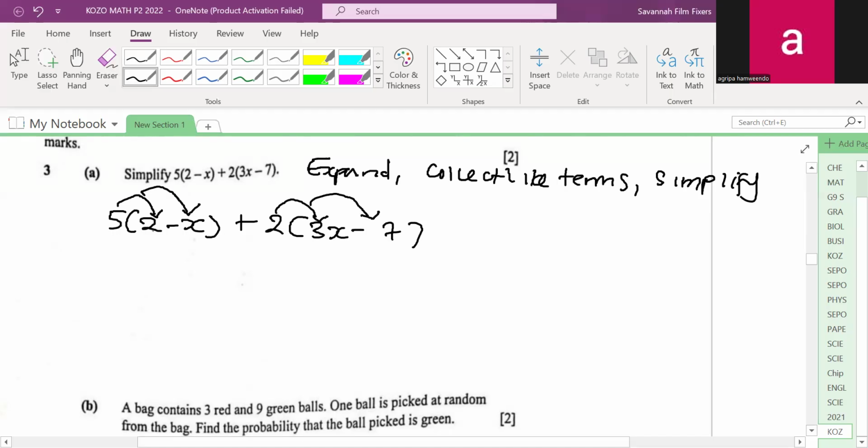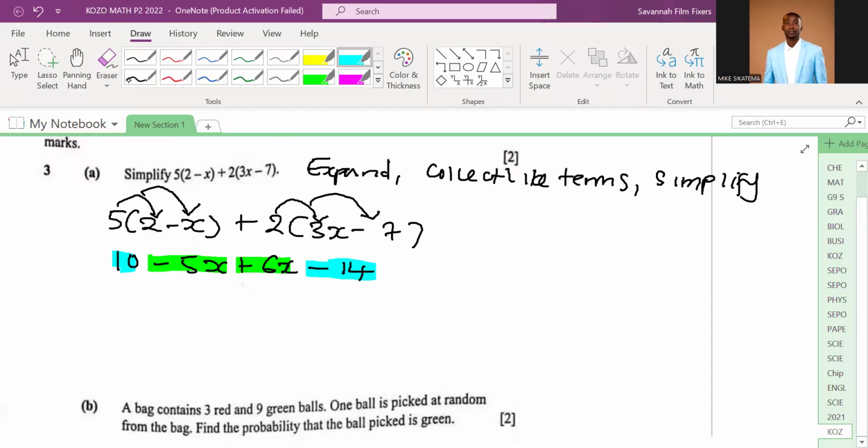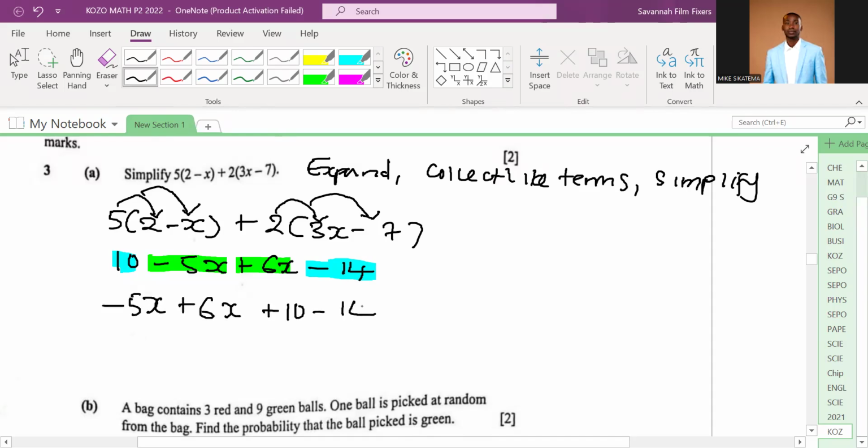So this will be 10 minus 5x plus 6x minus 14. Am I right? Yes. So the like terms are these. When you're collecting like terms, the signs don't change. So make sure you're not modifying the signs. So this would be minus 5x plus 6x plus 10 minus 14. This would be x minus 4. Do you agree with me?